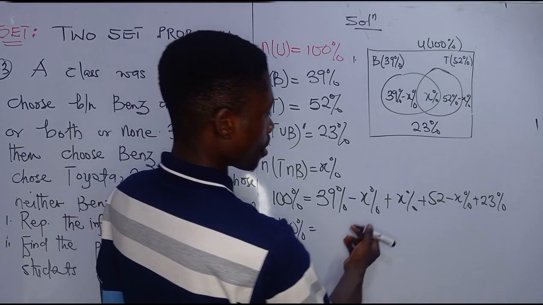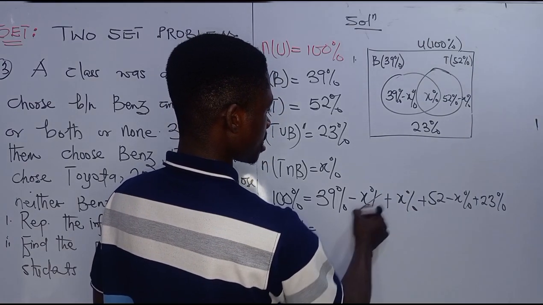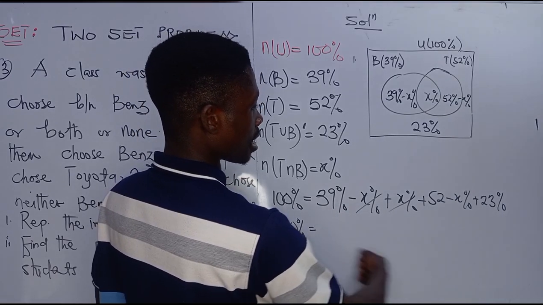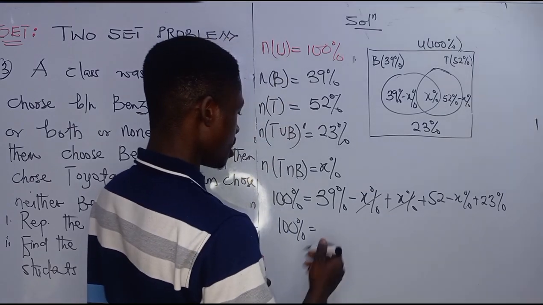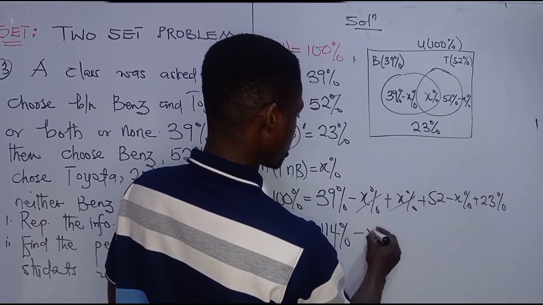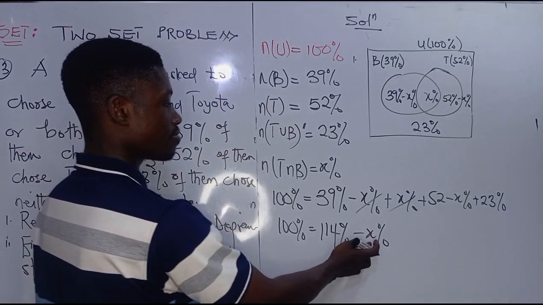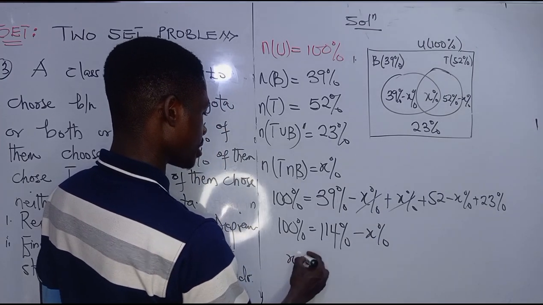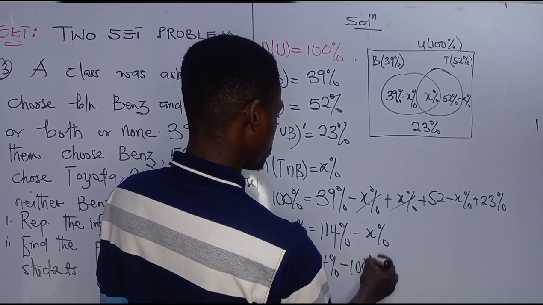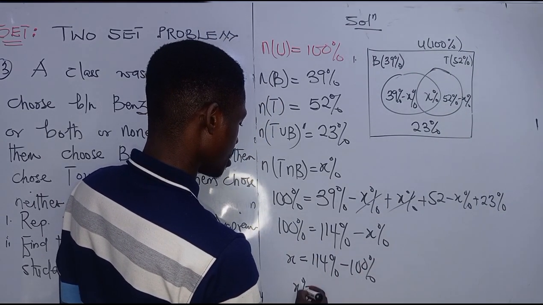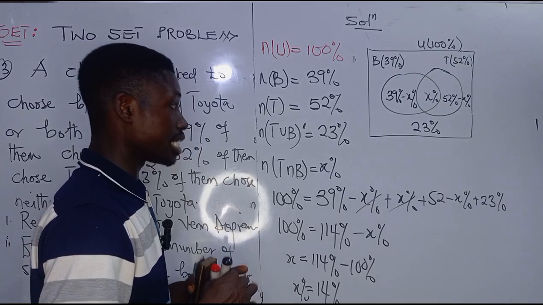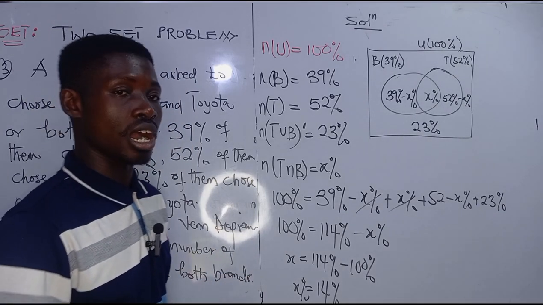So we have X% and then minus X% to go. So this will cancel this. We are left with 39 plus 52 plus 23, which will give us 114%, and then we have minus X%. So we are looking for X, right? So we have our X is equal to 114% minus 100%, and then our X% is equal to 14%.